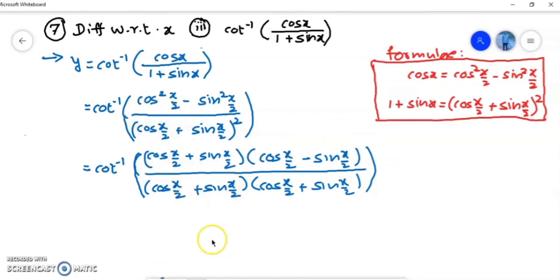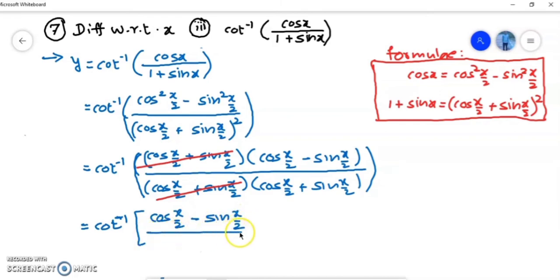Now cancelling the common factors, cos x by 2 plus sin x by 2 getting cancelled, and then the remaining part is cot inverse of what? Cos x by 2 minus sin x by 2 divided by cos x by 2 plus sin x by 2. Now this is also a special kind of expression. You will use it many times.